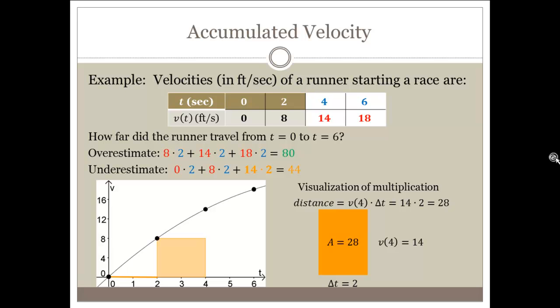Similarly, since we are talking about the time interval from 4 to 6, we will put this on our graph over the time interval from 4 to 6. Notice that since the height of this rectangle was found as v of 4, it passes through the left-hand point 4, v of 4.